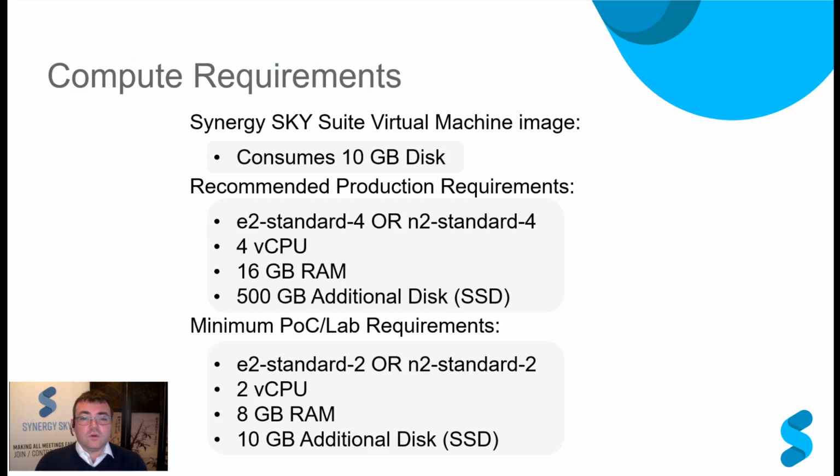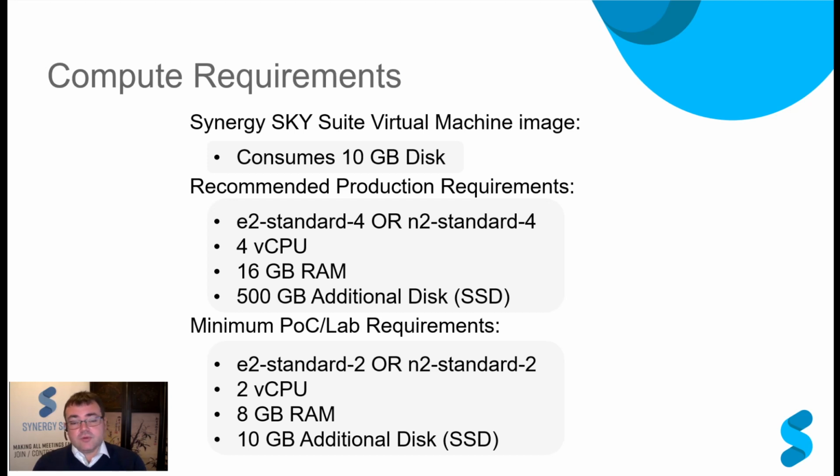Now, compute requirements within GCP. The Synergy Sky Suite virtual machine image itself will consume a 10 gig disk. But outside of that, the recommended production requirements is using E2 standard 4 or N2 standard 4 compute, which utilizes 4 vCPUs, 16 gig of RAM, and we will also add an additional disk of 500 gig SSD. This is for the database.